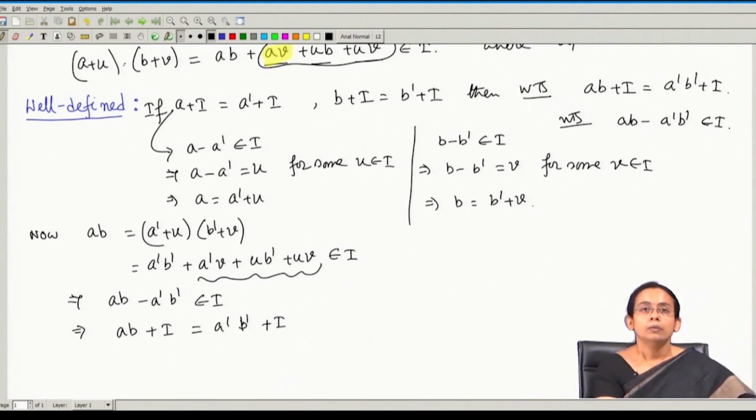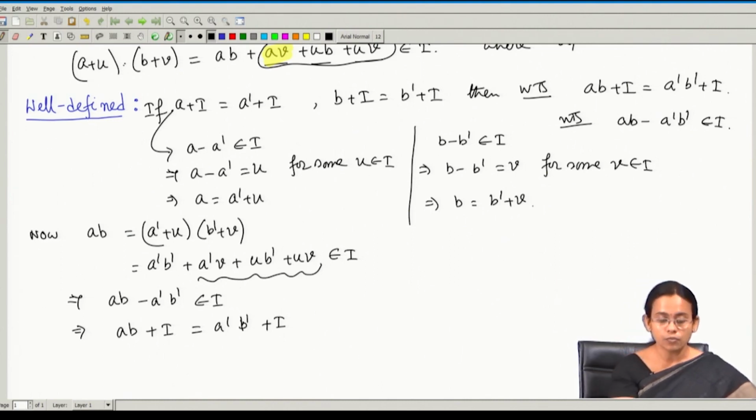So, I have defined a multiplication operation on the set of left cosets, and I have shown that this multiplication operation is well defined. So, if I want to show that with respect to this addition and multiplication operation, this set of left cosets forms a ring, then there are two more things I need to check. One is that this multiplication is associative, that is a routine work.